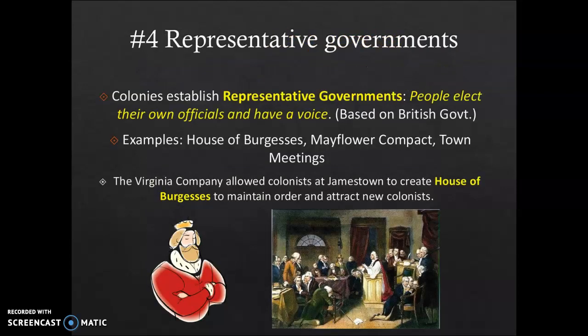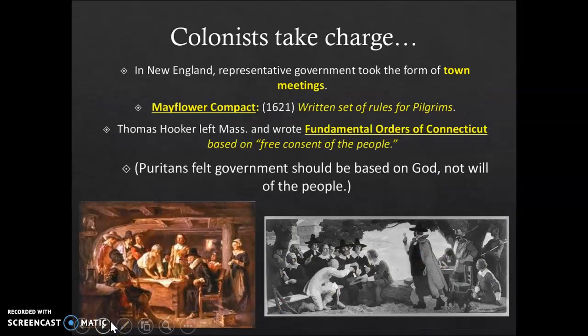Representative governments. Colonies establish representative governments where people elect their own officials and have a voice. This is actually based on British government. We'll dive deeper into this later also. Some examples: the House of Burgesses, Mayflower Compact, town meetings. We'll get more into this later. You can see more of this separately as you dig into this PowerPoint a little more on your own.